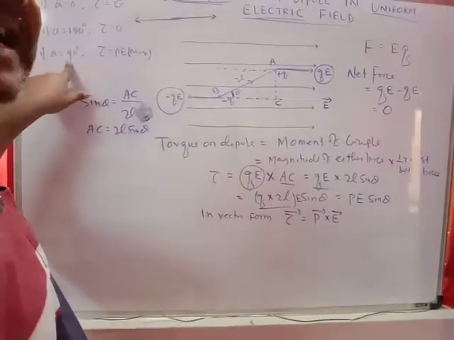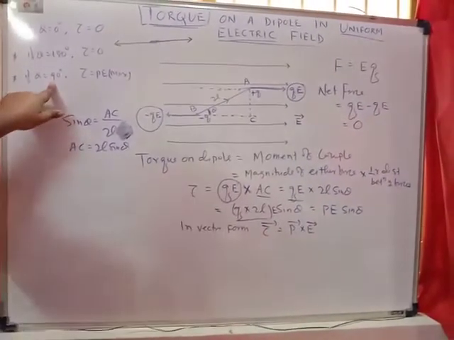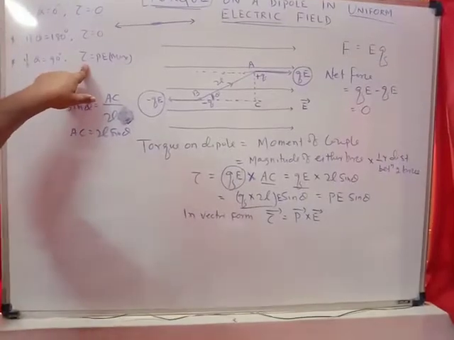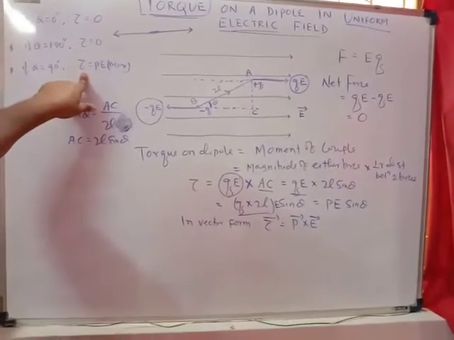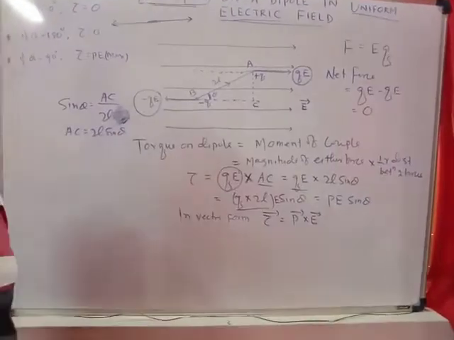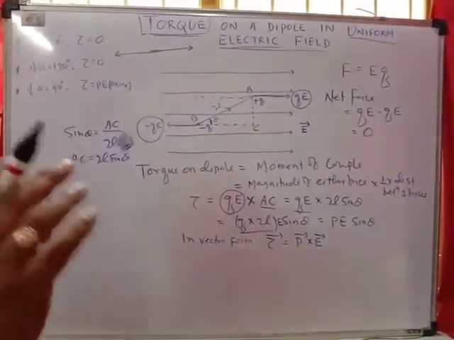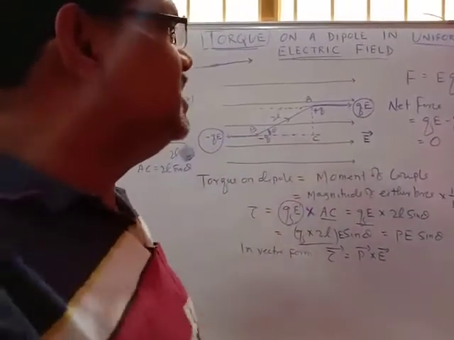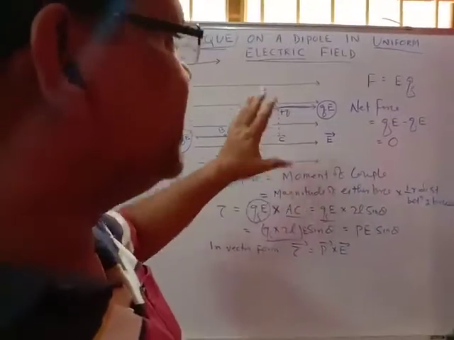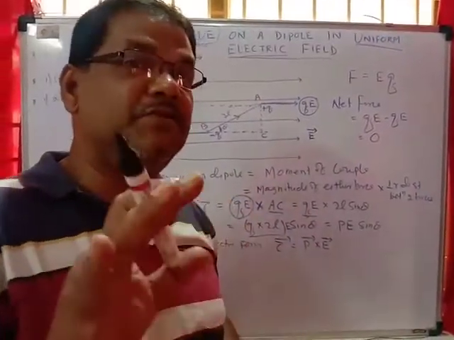If theta is 90 degrees, that means sine theta is maximum, equal to 1, and the torque acting on the dipole will be PE maximum. So it is clear, one thing I would like to tell you, that the torque acts on the dipole whenever it is kept in a uniform electric field.